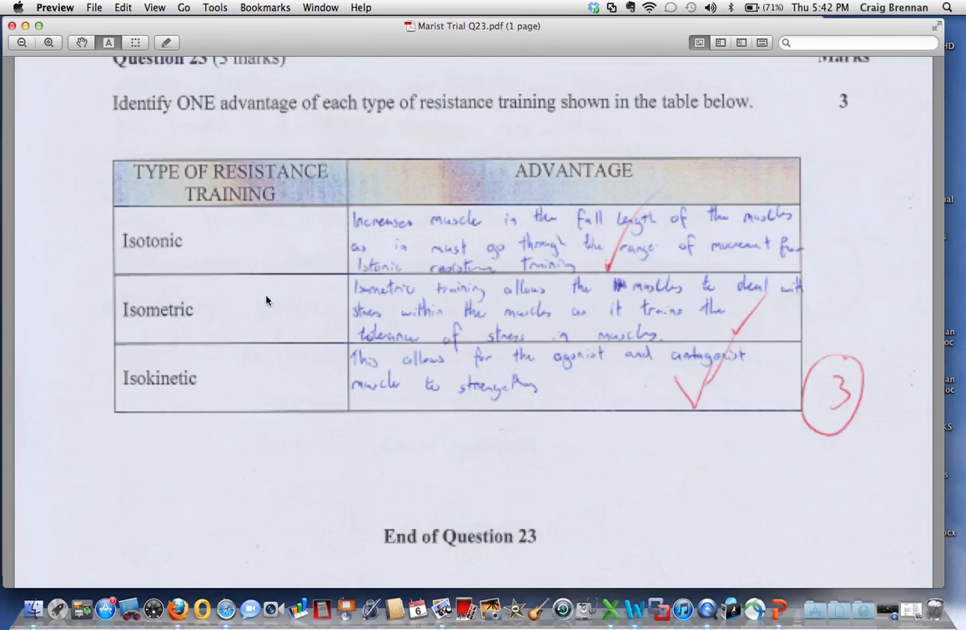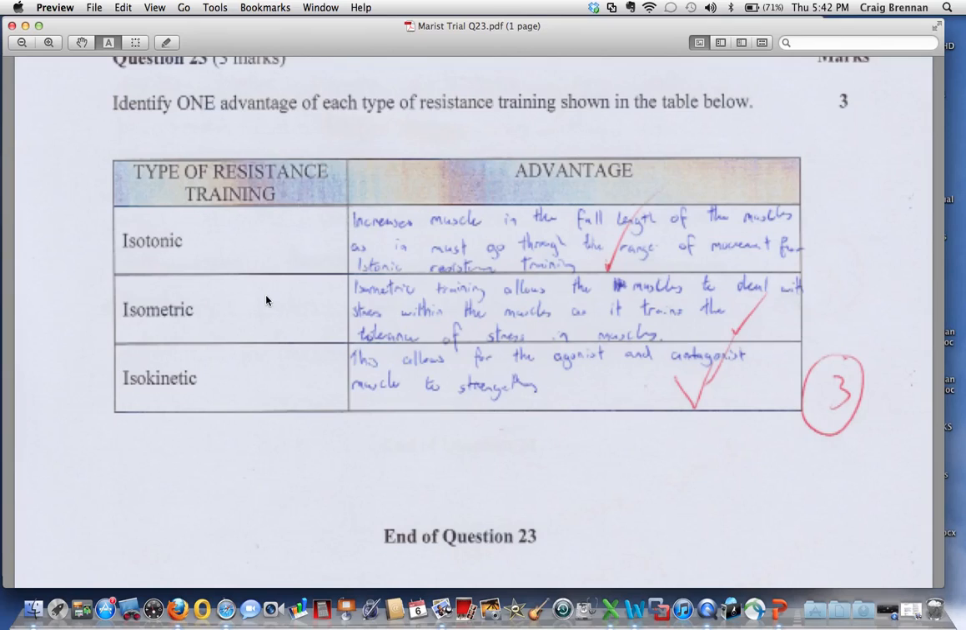Isometric, you could say that it's cheap, it's good for some variety, rehabilitation, and limited injuries. And again, it can also simulate competition-like actions, such as a downhill skier in that position there.